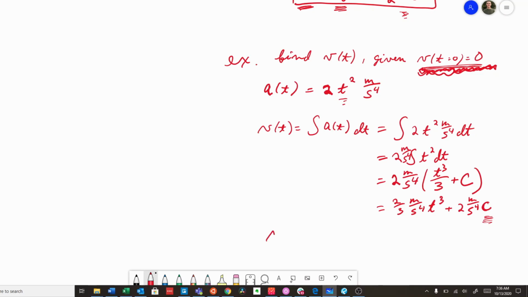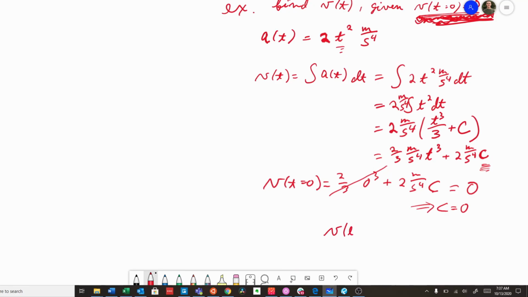So if I do that, obviously v at t equals 0 is going to be 2/3 times 0 to the third plus 2 meters per second to the fourth c. Okay, so we were given that this whole thing is equal to 0. So that term there is obviously 0. So what do I have? I have 2 times c is equal to 0. Or in other words, the arbitrary constant is 0. It goes away. So my final answer then is just that v of t is equal to 2/3 meters per second to the fourth t to the third.